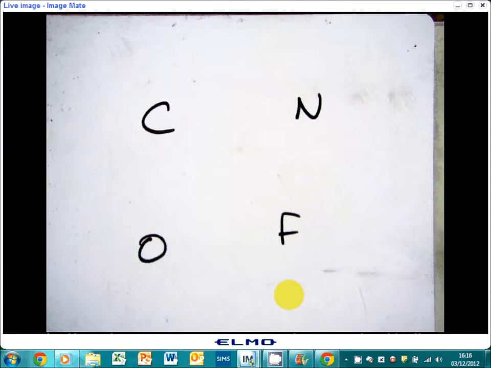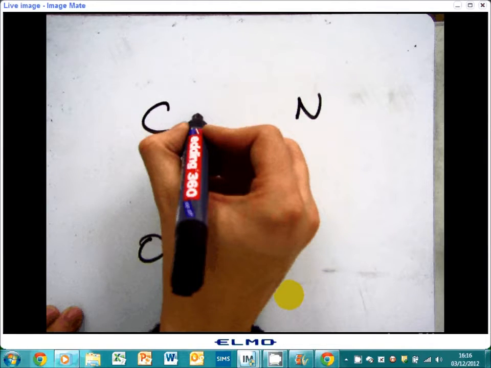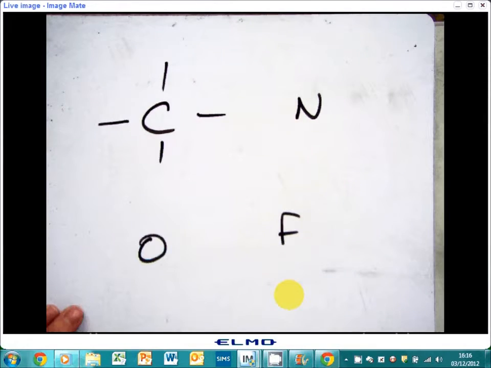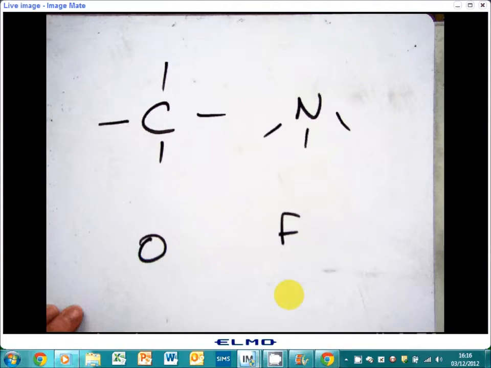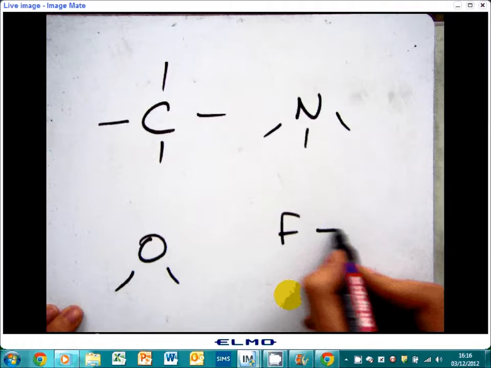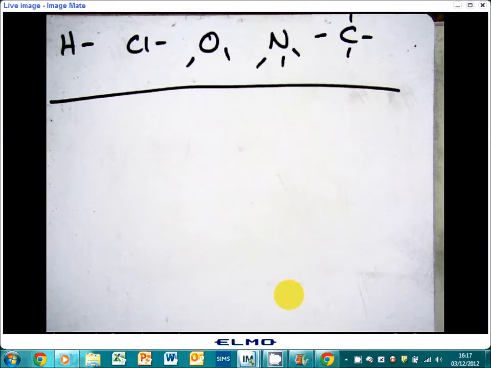Another way to look at it is drawing almost like stickmen. Carbon is in group 4, so it needs to gain 4 electrons. It can make a maximum of 4 bonds. Nitrogen is in group 5, it needs to gain 3 electrons, so it can make 3 bonds. Oxygen is in group 6 and can make 2 bonds. Fluorine is in group 7, needs 1 electron and can make 1 bond.